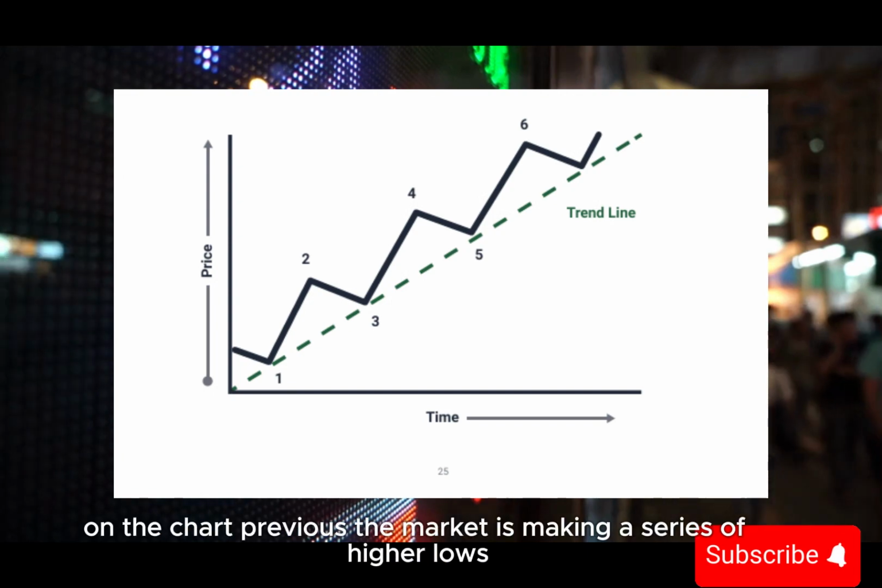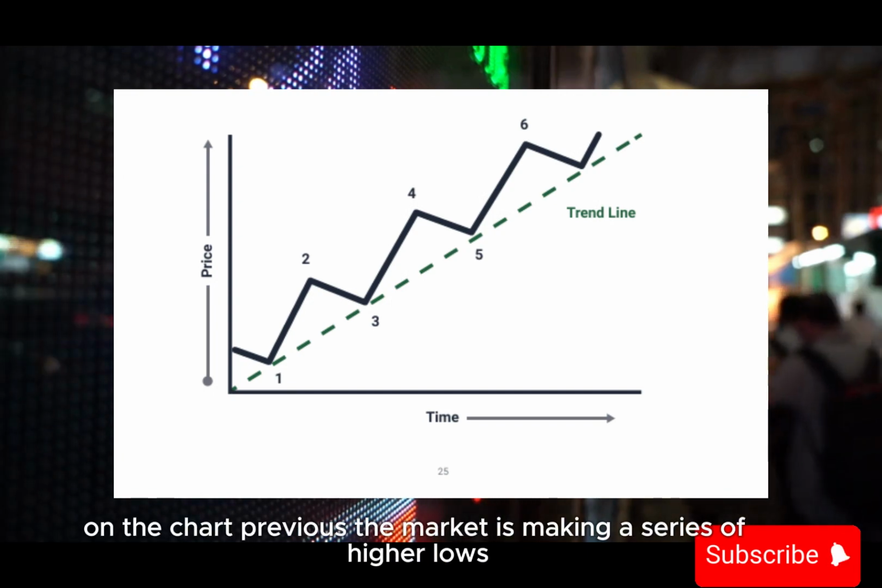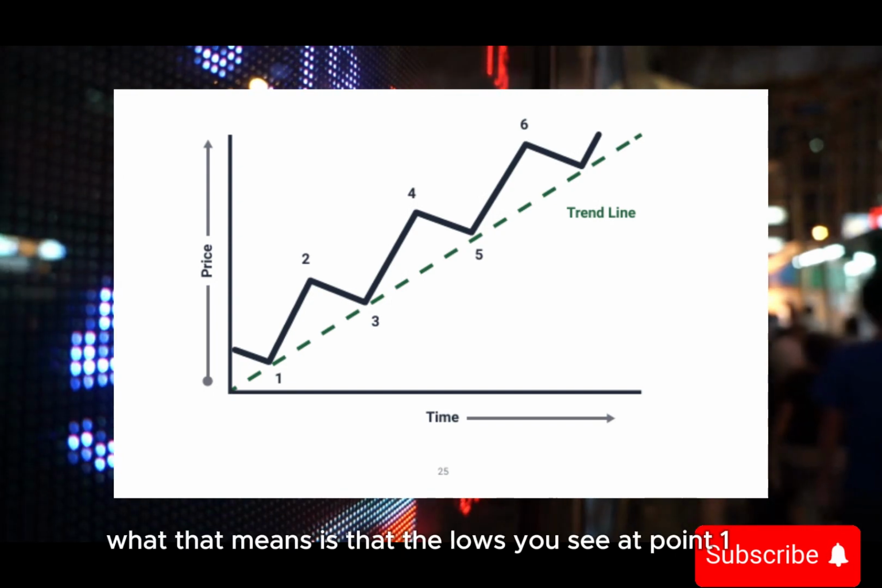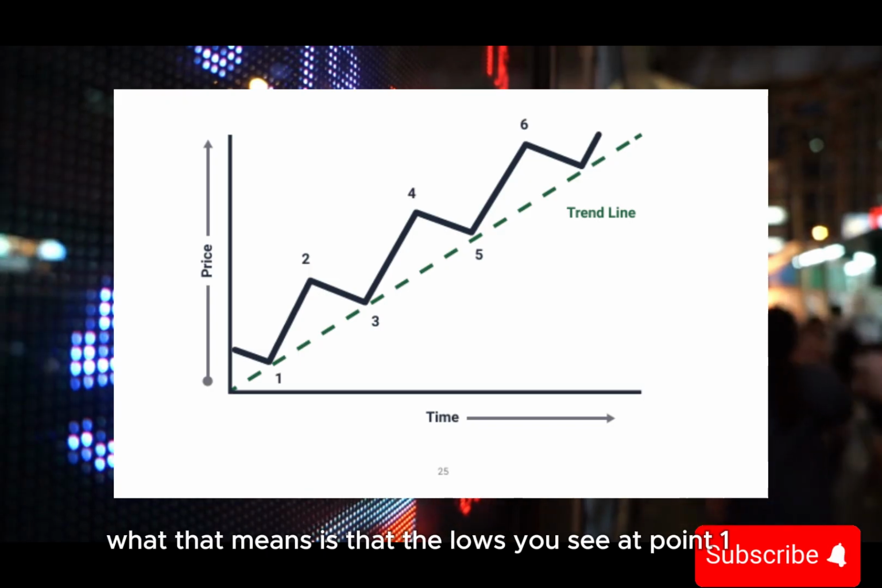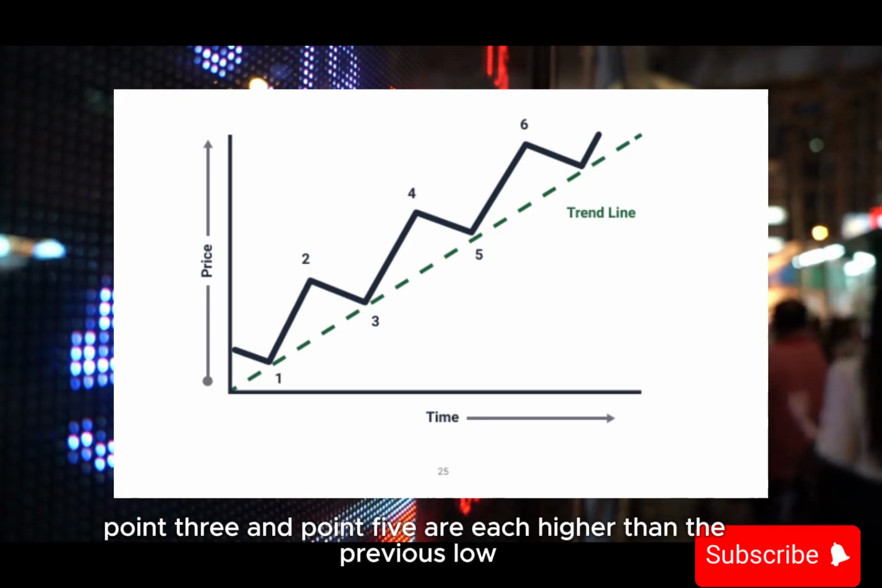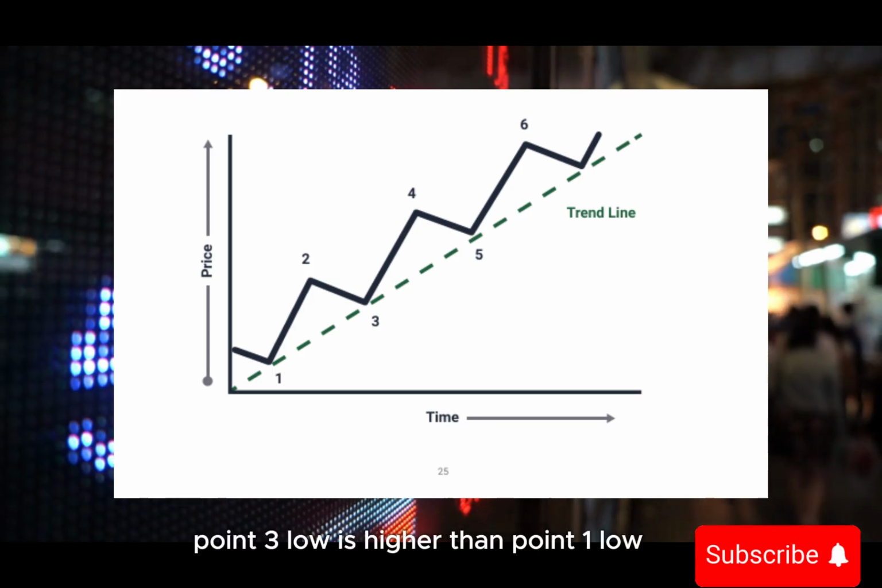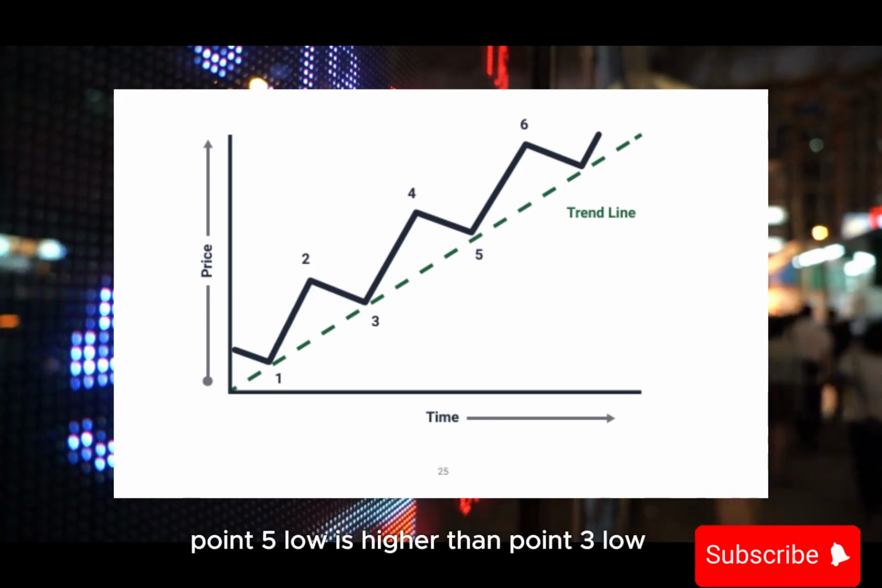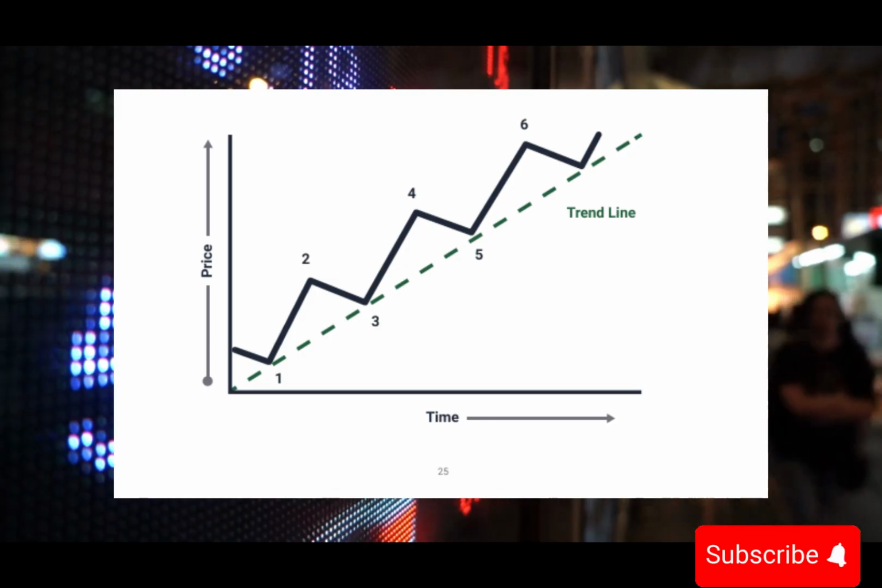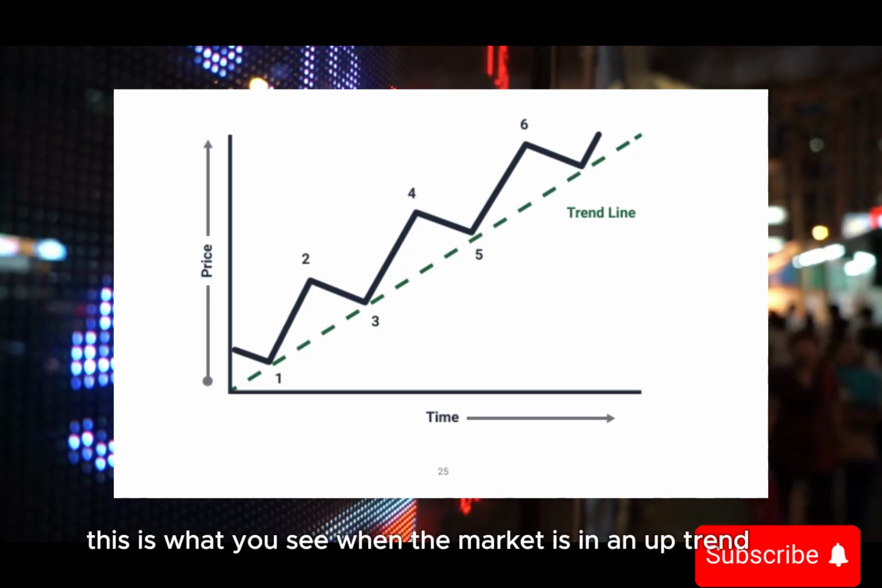On the chart previous, the market is making a series of higher lows. What that means is that the lows you see at point 1, point 3, and point 5 are each higher than the previous low. Point 3 low is higher than point 1 low. Point 5 low is higher than point 3 low. This is what you see when the market is in an uptrend.